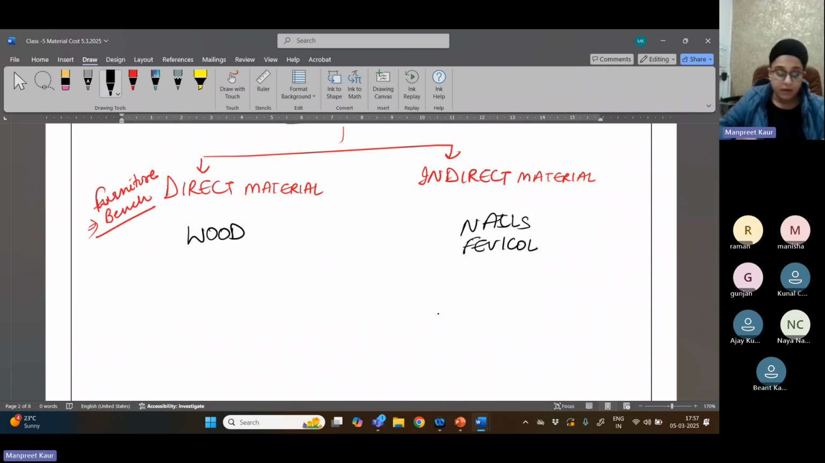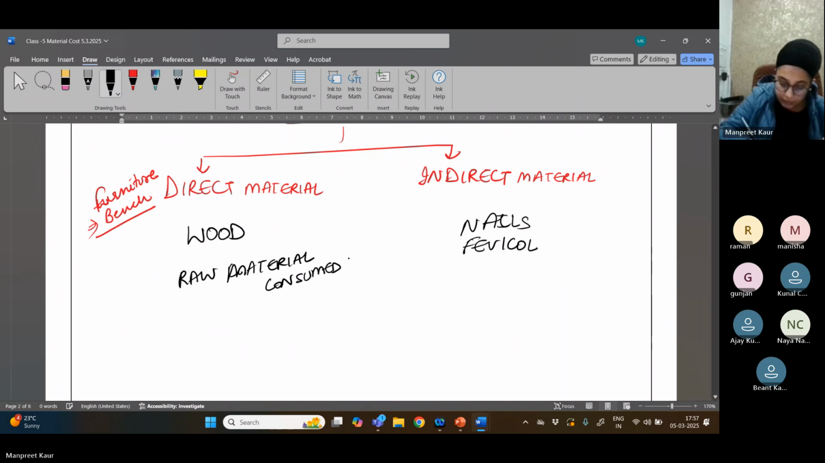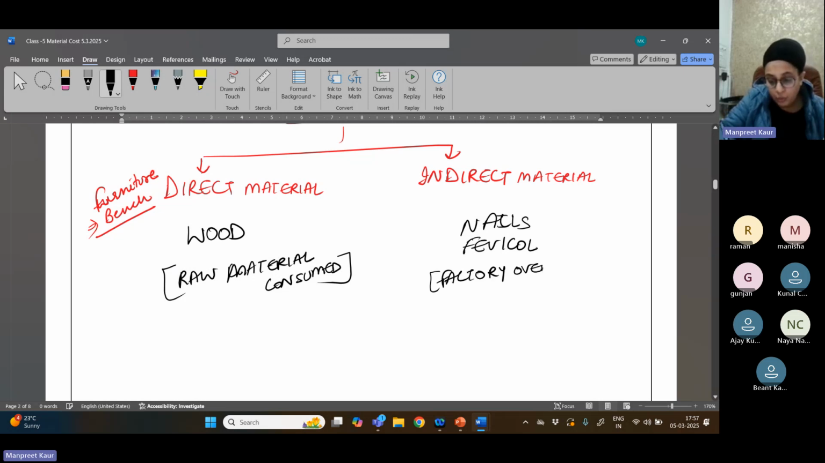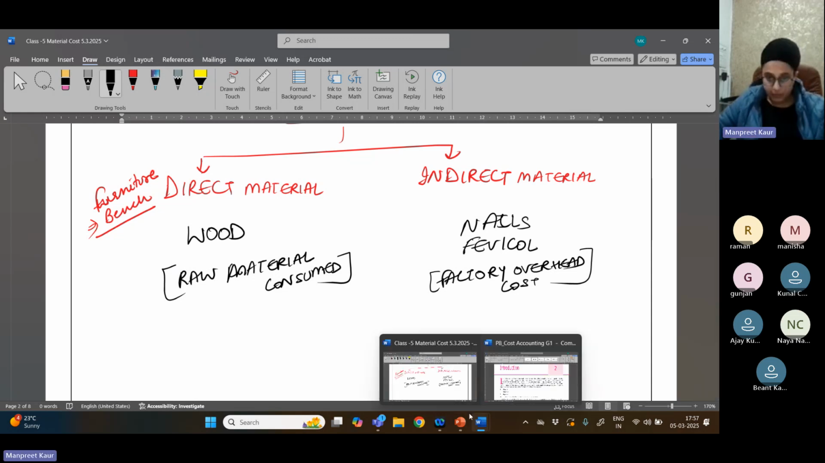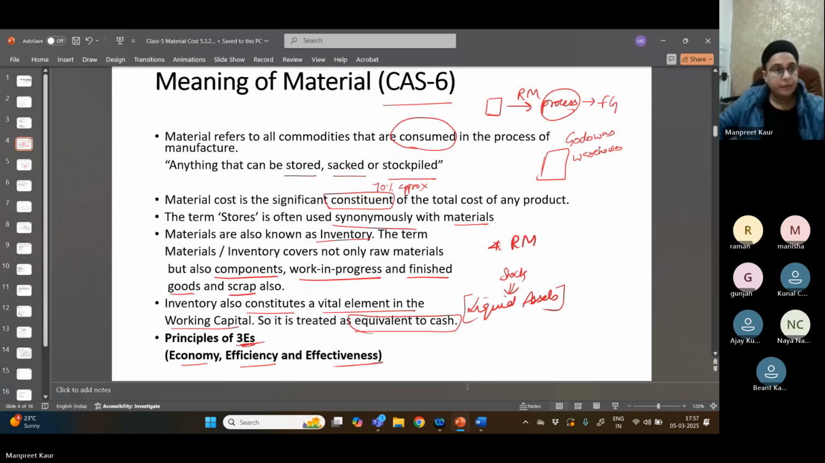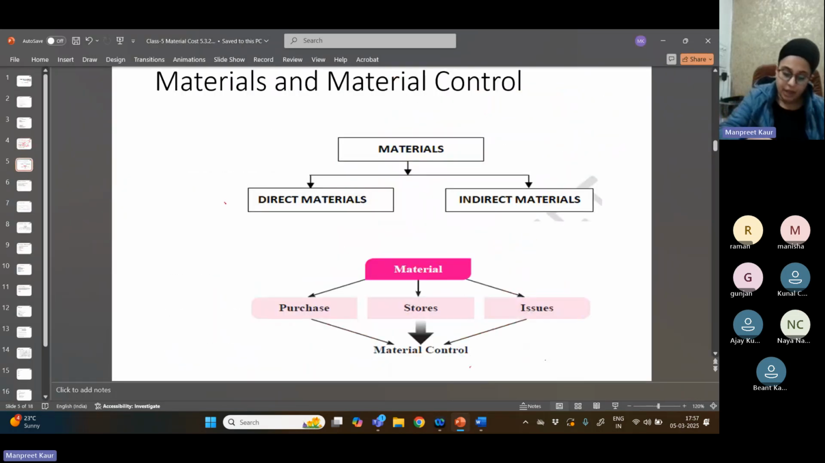Direct material comes under the raw material consumed, whereas indirect material comes under the factory overhead cost in the cost sheet. Clear? Yes, ma'am. Next, okay. This is the direct material and indirect material.